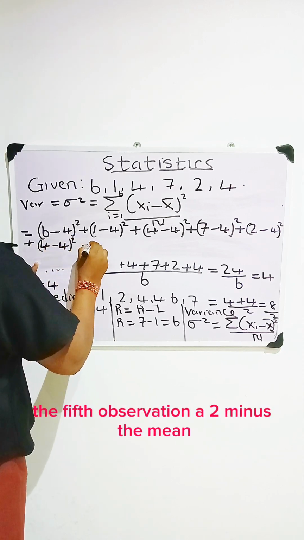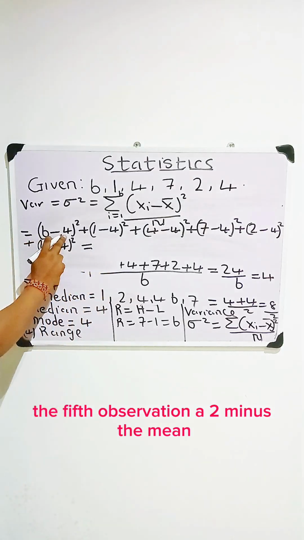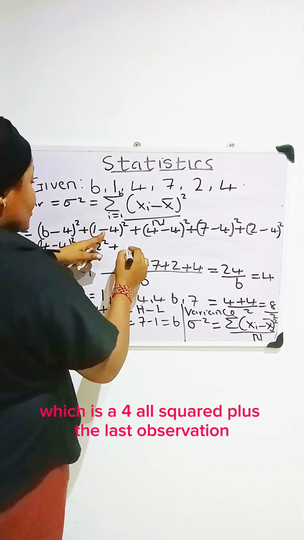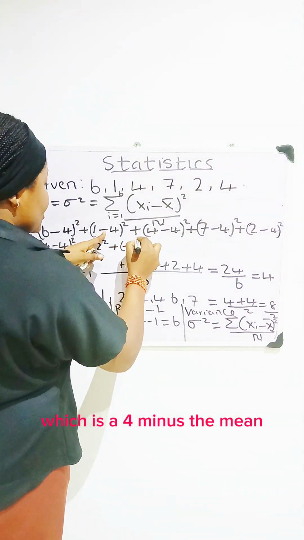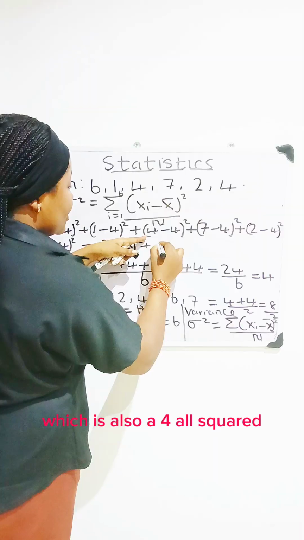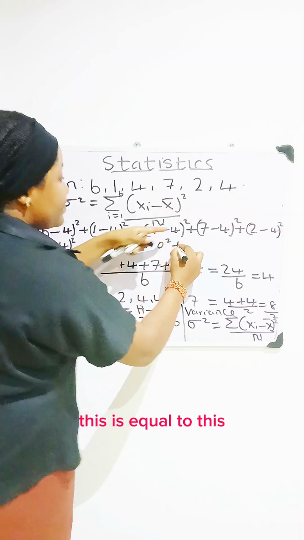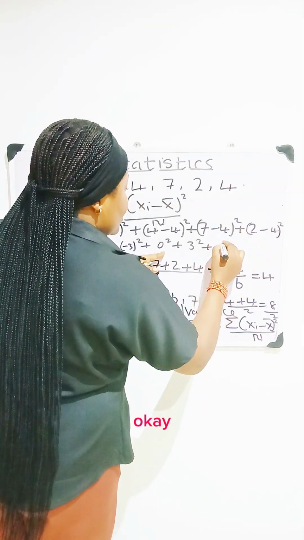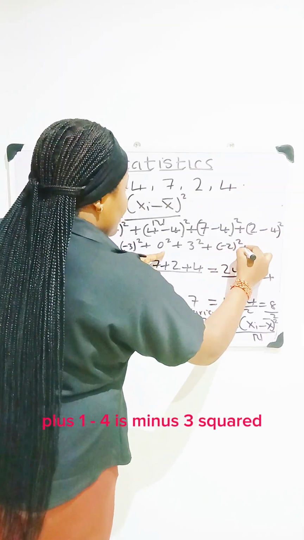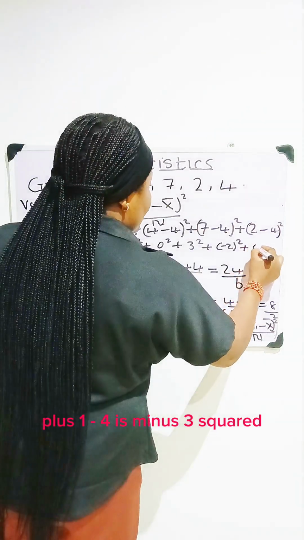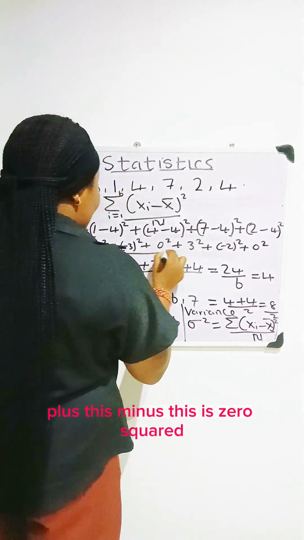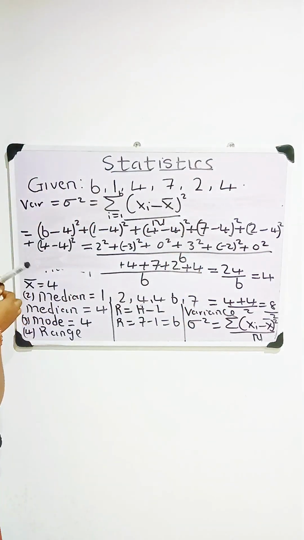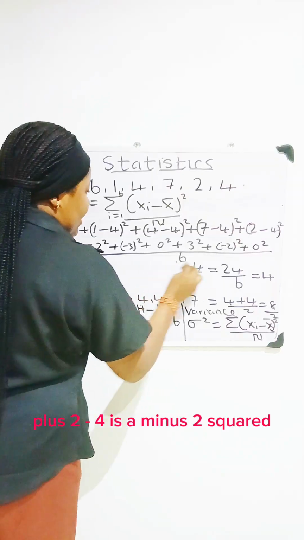So this is equal to 6 minus 4 is 2 squared, plus 1 minus 4 is minus 3 squared, plus 4 minus 4 is 0 squared, plus 7 minus 4 is 3 squared, plus 2 minus 4 is minus 2 squared, plus 4 minus 4 is 0 squared, all over n. What is our n? The number of observations, which is 6. So let me wipe this other part so we can finish up.